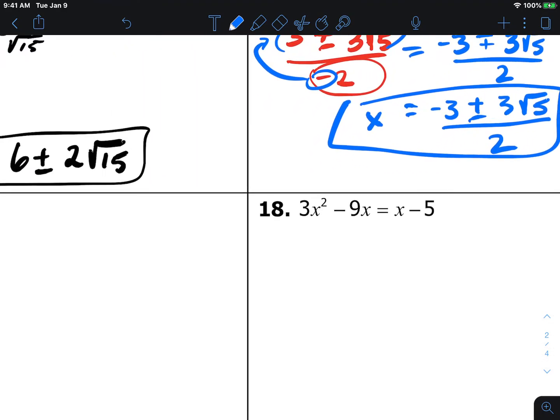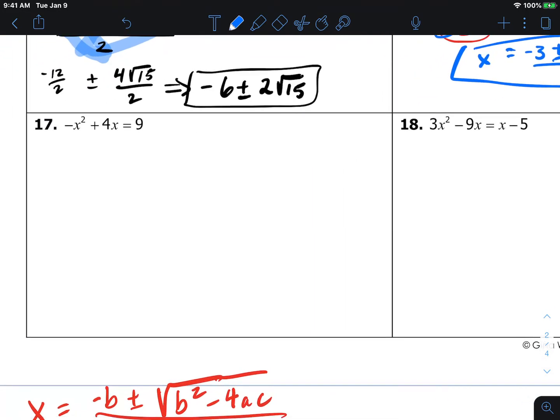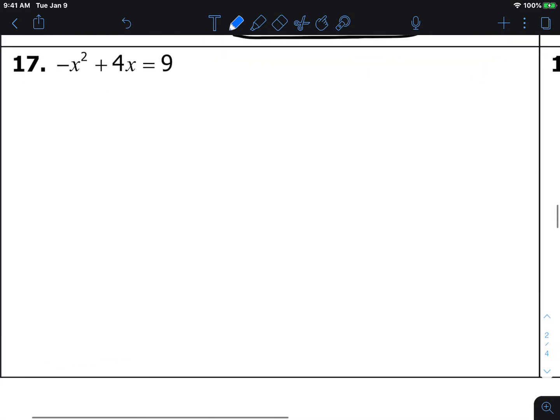All right, let's look at number 3. All right. Ooh, they're trying to trick us. Do you see why? Pause it, see if you can do it, and then check it out. First thing I'm going to do is not identify the A, the B, or the C.